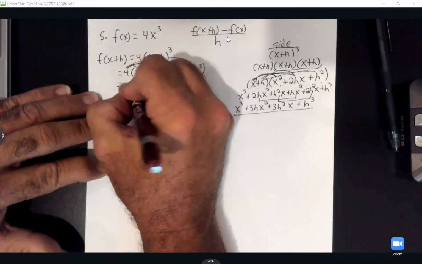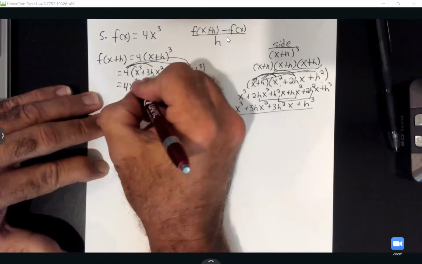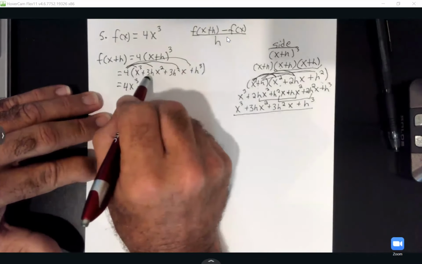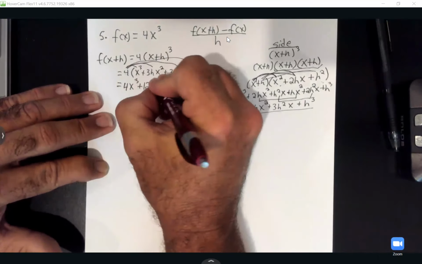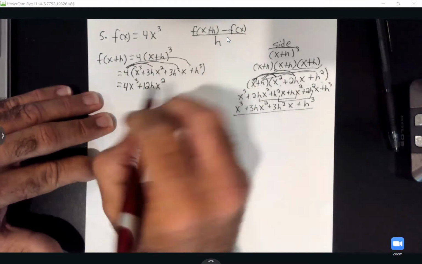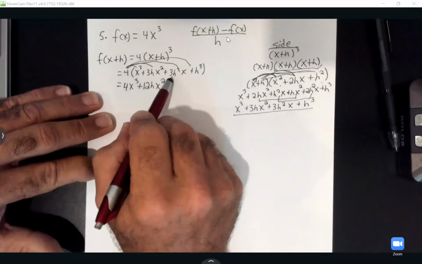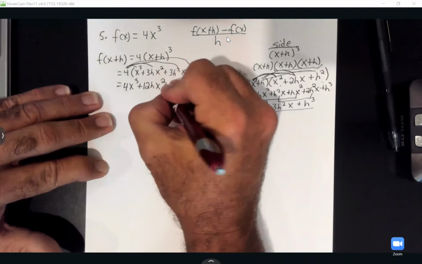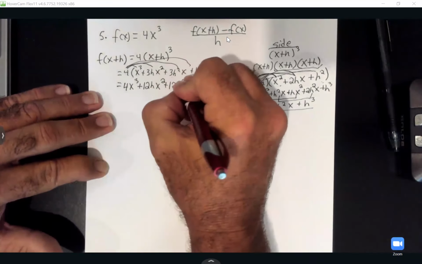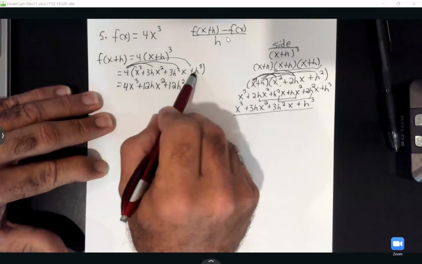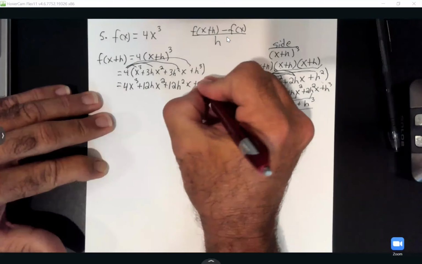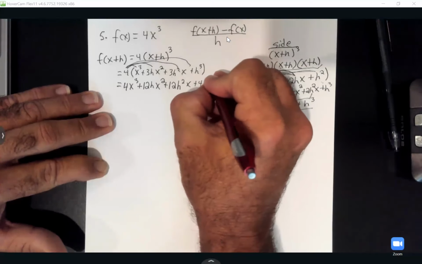So you'll get a 4x to the third plus 4 times 3 gives me 12hx squared. 4 times 3 gives me 12h squared x's. And then finally 4 times the h to the third gives me 4h to the third.